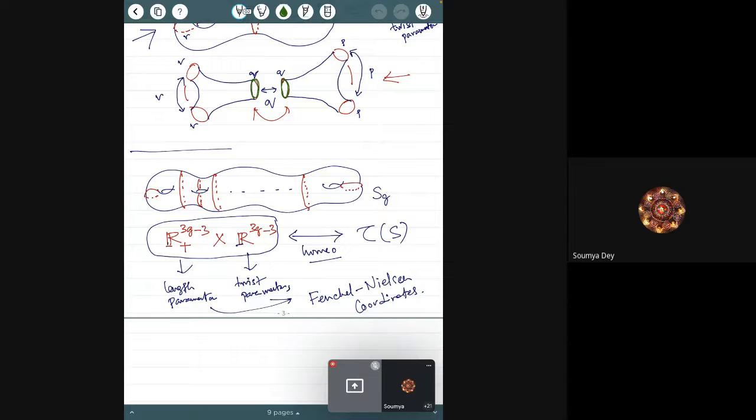If you have the punctured torus, you remove one point from your torus, that has a hyperbolic structure.